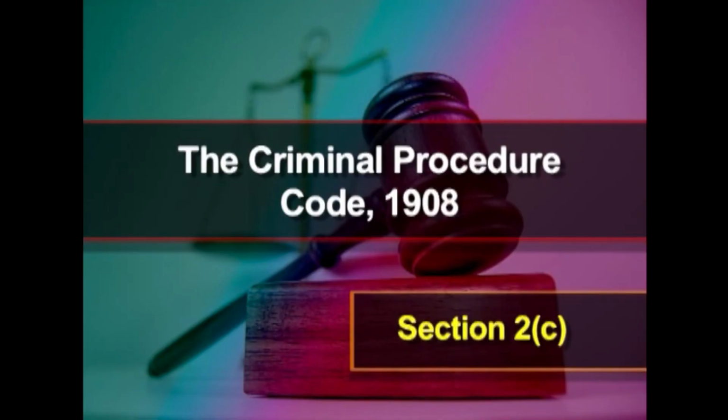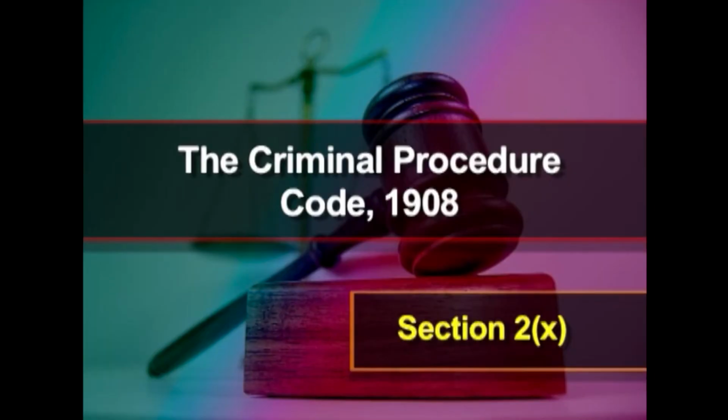The CrPC categorizes offences into cognizable and non-cognizable offences. Section 2(c) CrPC defines a cognizable offence as an offence for which, and a cognizable case as a case in which, a police officer may, in accordance with the first schedule or under any law for the time being in force, arrest without a warrant. There is also a distinction that is made between compoundable and non-compoundable offences, that is, offences which can be compromised or settled without a trial and those which cannot be so settled.